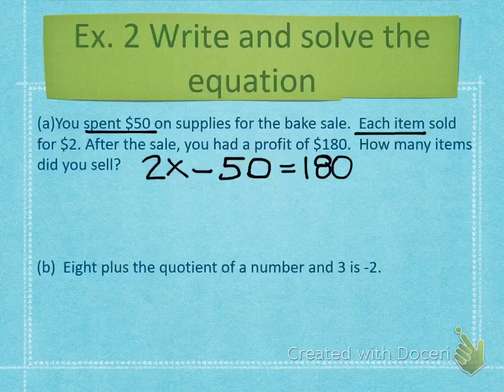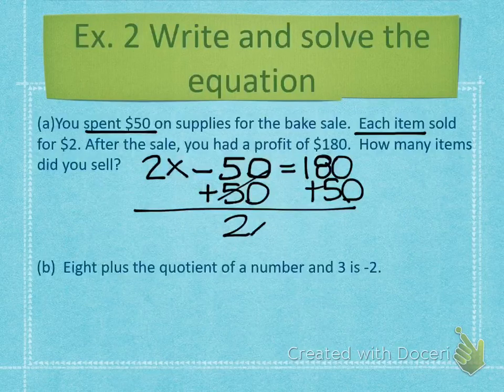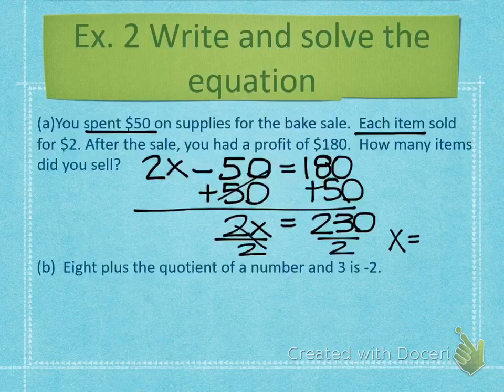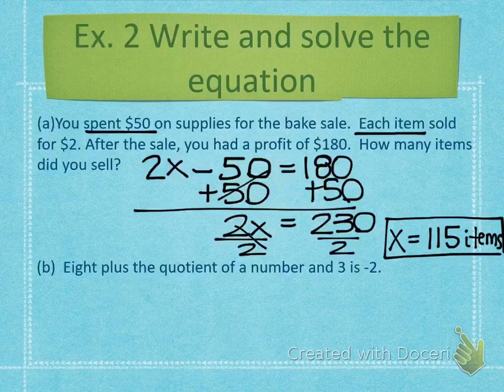Okay? No distributive property, no combining like terms, no moving the variable. We're simply going to add 50 to both sides. 2x equals 230. How are we going to finish this problem? Divide by 2. So x equals 115 what? Be careful. What did we find? Items. So make sure you label it. It's a word problem. We always label our word problems. But we sold, if we profited $180, we sold 115 items. Any questions? All right, take a minute and work letter B.